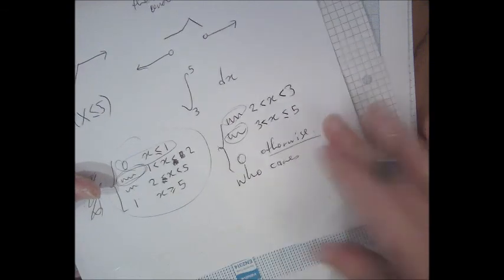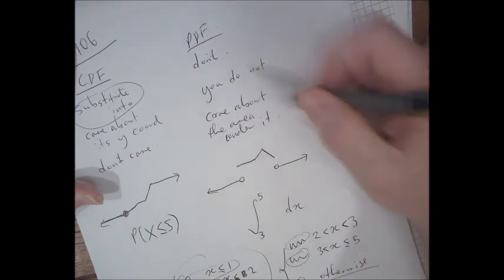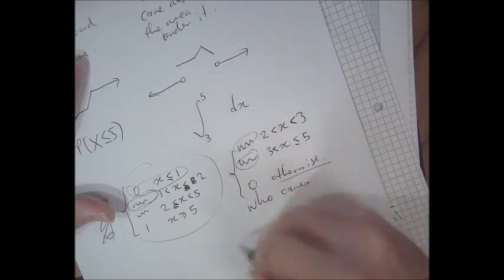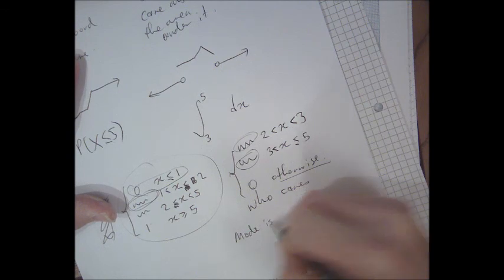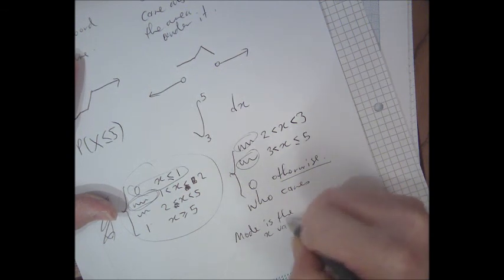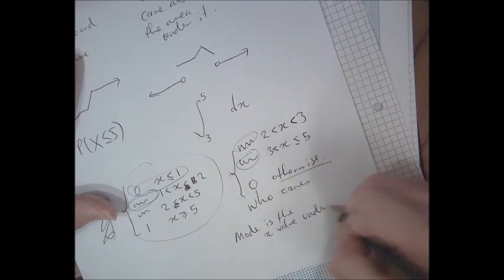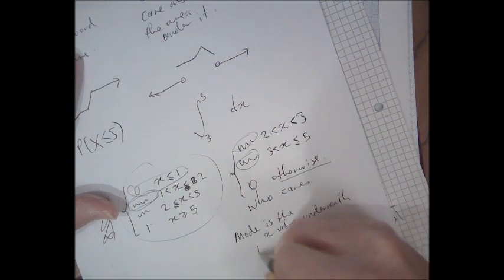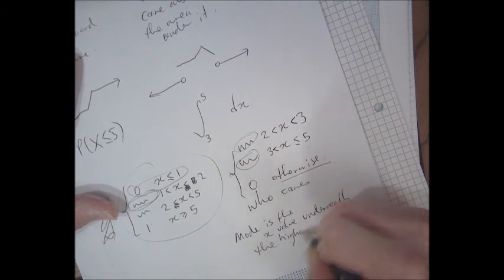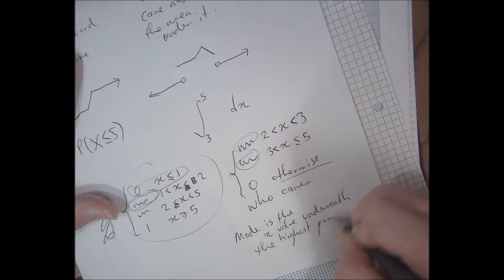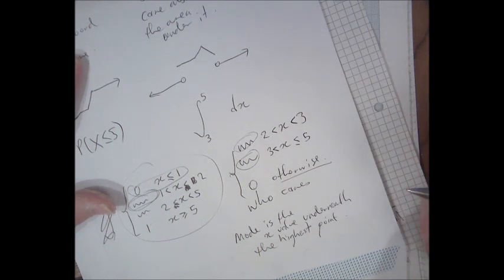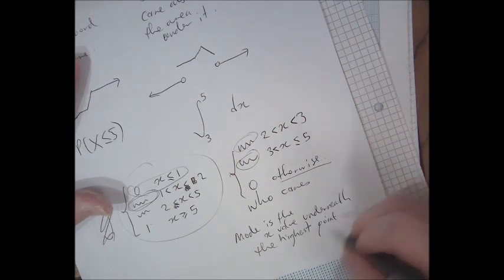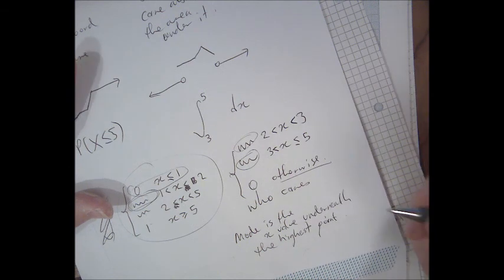Now just the final thing, I said up here, who cares about how high a PDF is? That's not quite true, because the mode is the x value underneath the highest point. But that doesn't mean that you directly care about how high that highest point is. You only need to be sure that it is the highest point so that you can say what the x-coordinate underneath it is.